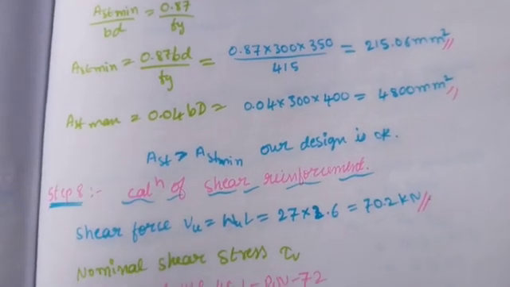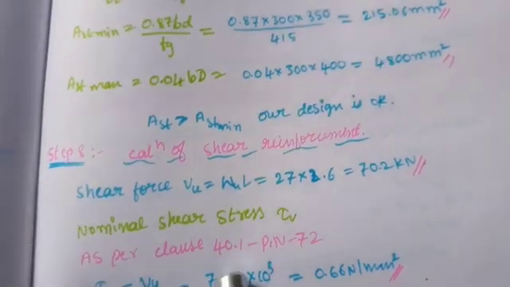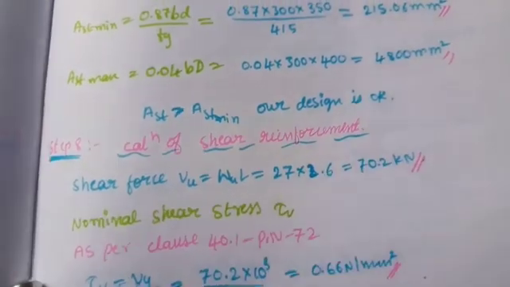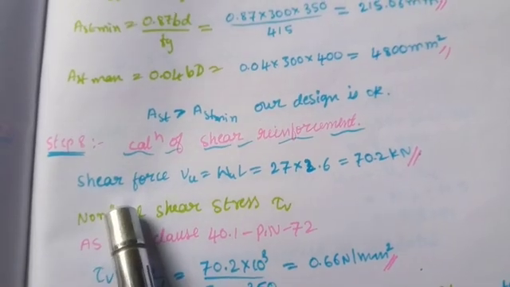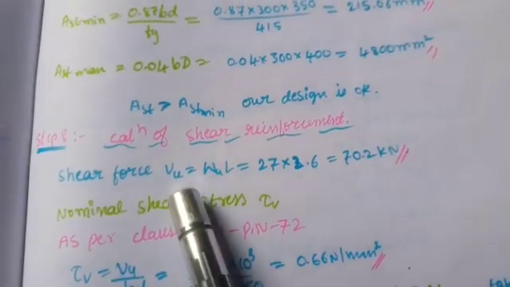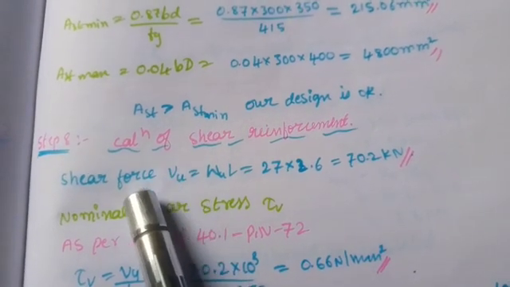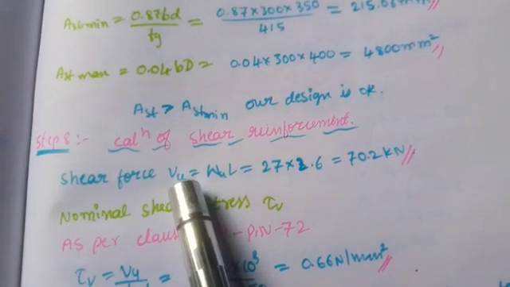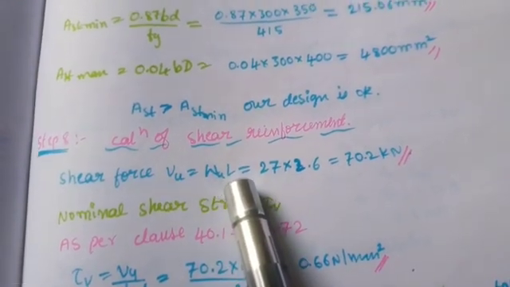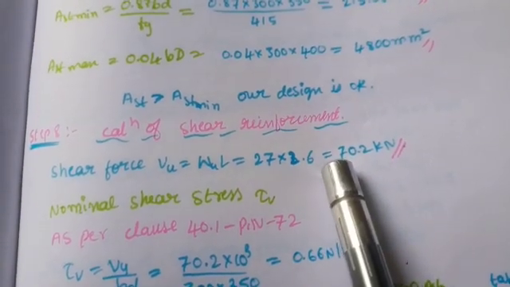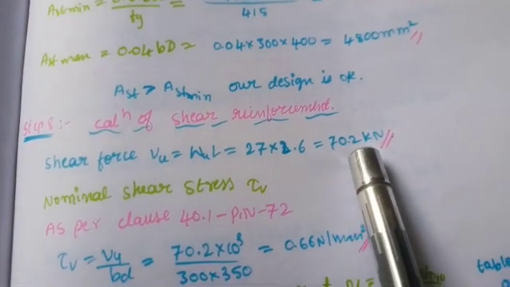So next step is the calculation of shear reinforcement. For that we have the formula for cantilever beam. For shear force we have Vu, which is denoted as Vu is equal to Wu into L. So substitute all the value. By simplifying we'll get our shear force value as 70.2 kN.